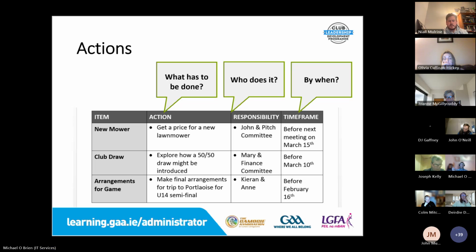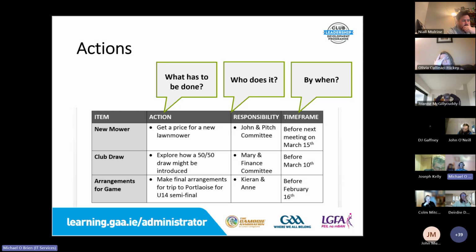So this is a quick template to show you what has to be done, who does it, and a time frame. The item would be financial budget. The action is to develop a financial budget for the year 2026, and the responsibility is the treasurer and the financial committee. And I want that done by June 2026. So that's a simple action planning document.